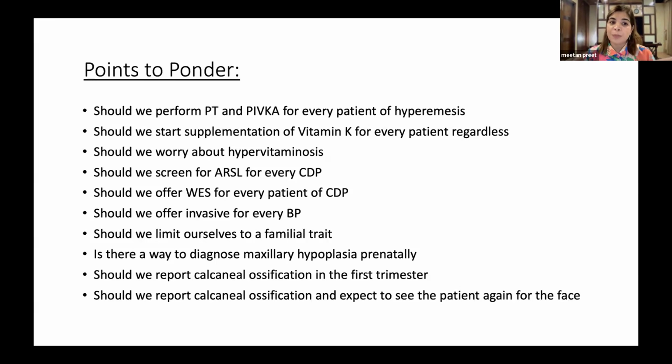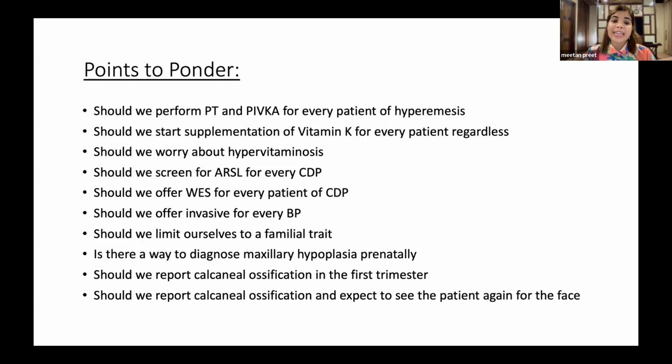We don't know, maybe in future. Should we worry about hypervitaminosis if we go ahead with supplementation of each and every patient with vitamin K in pregnancy? Should we screen for the ARSL gene, arylsulfatase gene, in every CDP? Should we offer WES for every patient of CDP? Again, a geneticist's forte. Should we offer invasive testing for every Binder's phenotype, or should we just say that it may be familial? Should we take a chance with a familial trait and just let it go?